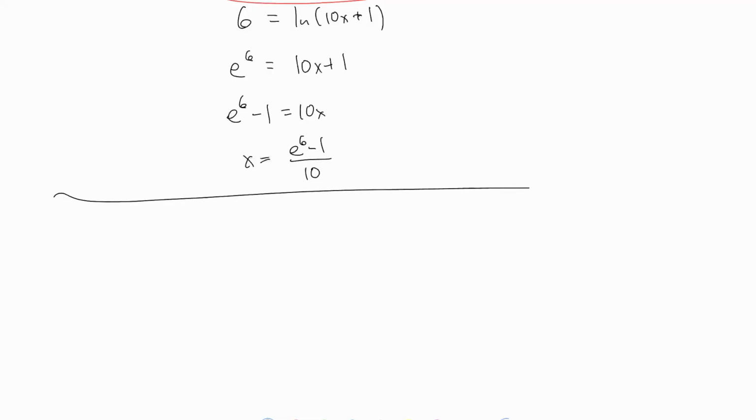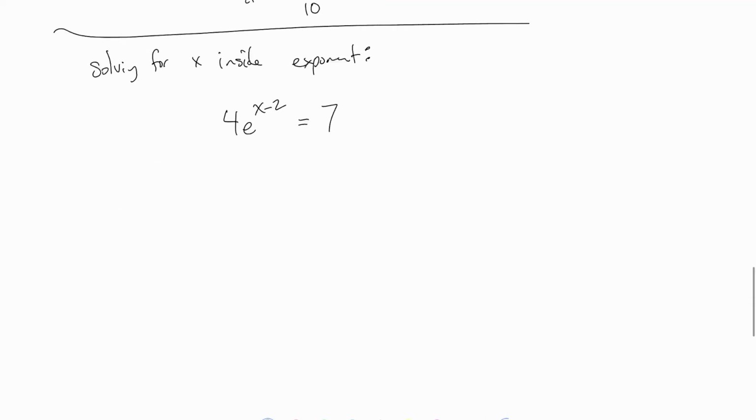So how about solving for x inside an exponent? That would be something like 4e to the x minus 2 equals 7. Can we solve this for x? Yes, we can. This time we switch it to the logarithmic. Now, again, we have to first just isolate the e part all by itself. So I'm going to divide by the 4 as my first step. 7 over 4 like that.